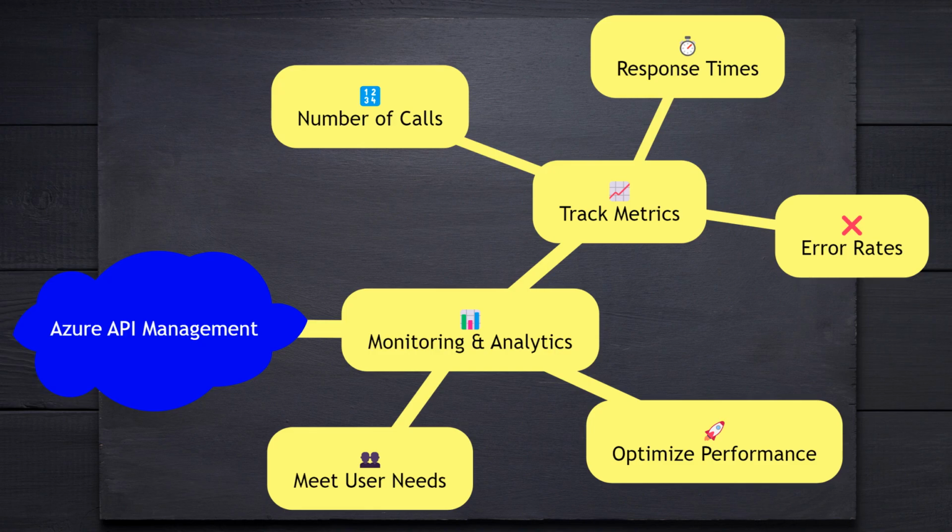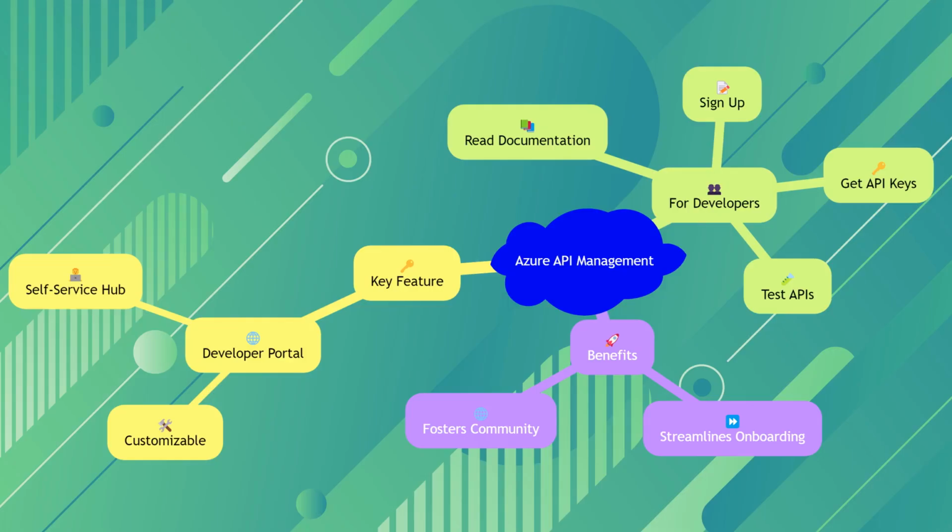Azure API Management includes built-in monitoring and analytics to help you understand how your APIs are being used. You can track metrics such as the number of calls, response times, and error rates. This data can be used to optimize the performance of your APIs and ensure they are meeting the needs of your users.